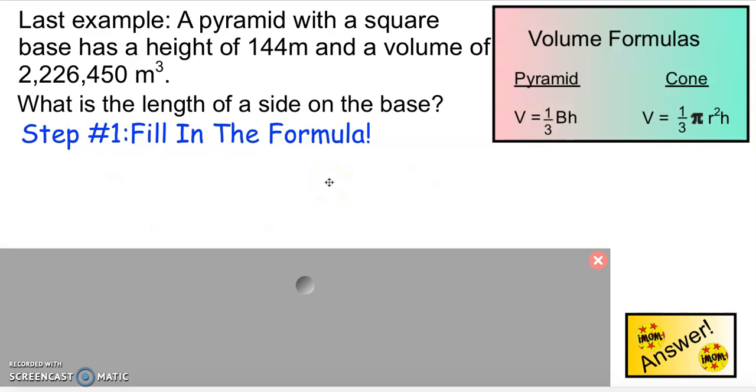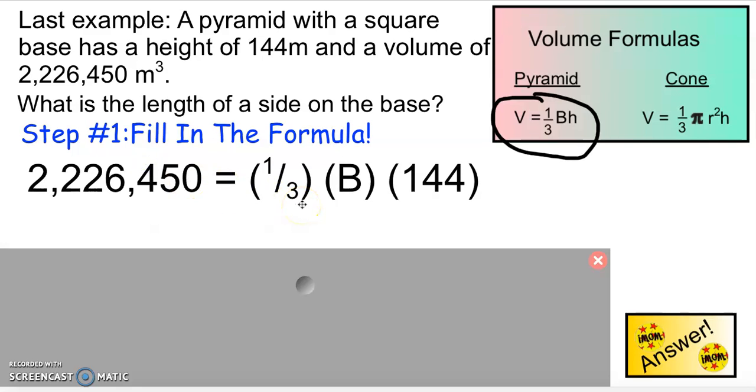All right, last example. So this is a quick presentation because basically we're just plugging in the numbers to solve the formula. So a pyramid with a square base has a height of 144 meters and a volume of 2,226,450 cubic meters. What's the length of a side on the base? So I'm just going to fill in the formula. This is a pyramid, so I'm going to be using this formula right here. 1/3 area of the base times height. So my volume is 2,226,450. And then I'm going to have 1/3 the area of my base, which I don't know, times my height, which is 144. So it's going to look like this equation here.